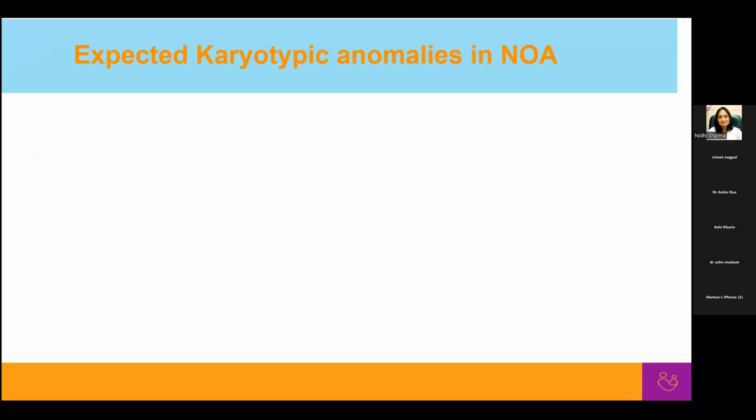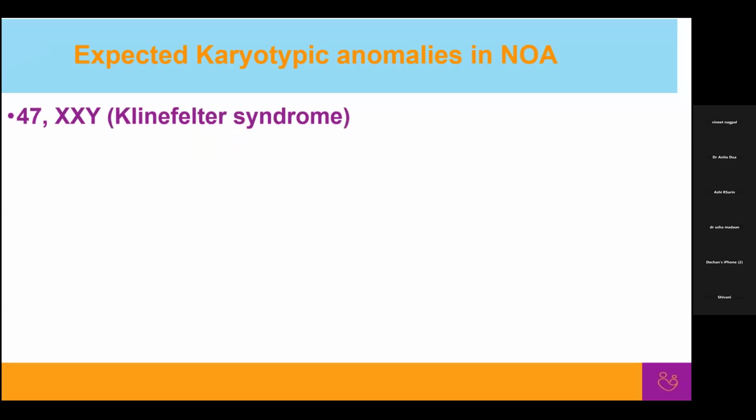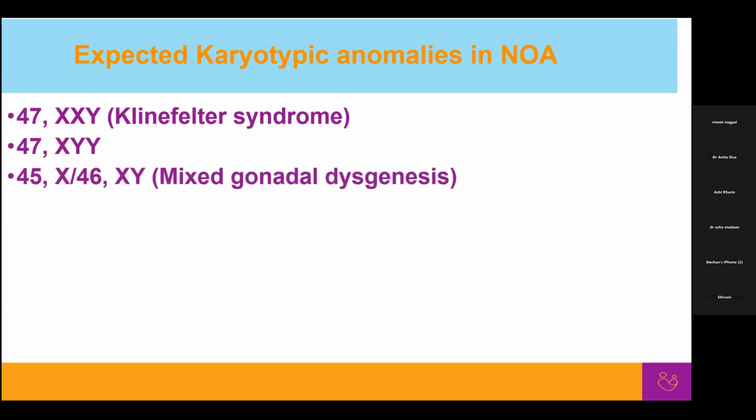So expected karyotype in cases of non-obstructive azoospermia with hypergonadotrophic hypogonadism. I will be discussing the commonest karyotype we get in our practice. One is the Klinefelter syndrome, which is the most common karyotype observed in azoospermia or oligospermia. 47,XYY, we call it Jacob syndrome as well. 45,X, there is mixed gonadal dysgenesis of 45,X and 46,XY. There are two different cell lines running in the body, and they make it mixed gonadal dysgenesis.